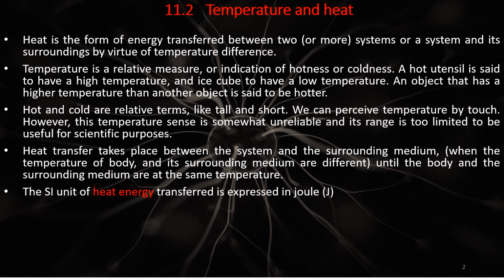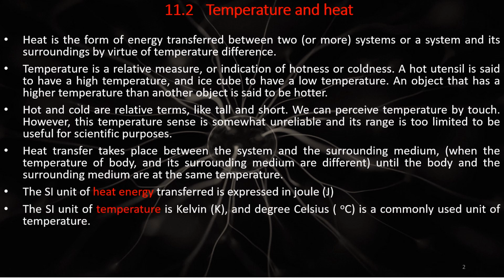The SI unit of heat energy transferred is expressed in joule and represented by the symbol capital J. The SI unit of temperature is Kelvin. Please note the difference. The SI unit of heat energy is the joule and the SI unit of temperature is Kelvin, and it is also sometimes expressed in degrees Celsius. Degree Celsius is the commonly used unit of temperature.